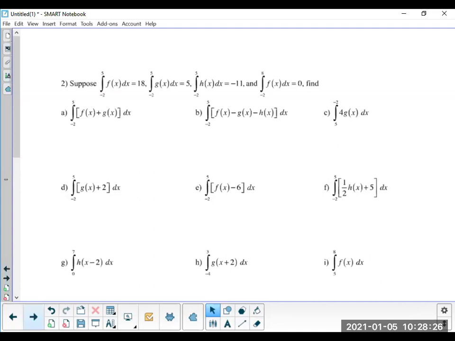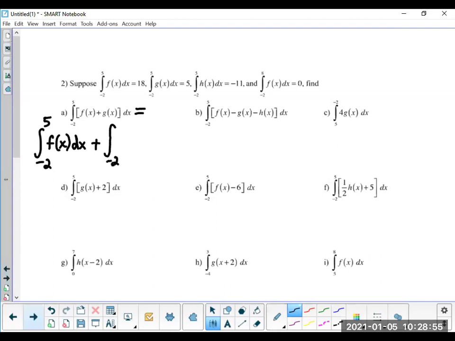So you don't have to do letter A this way. Letter A, by the way, is read as the definite integral from -2 to 5 of the sum of f of x plus g of x dx. But the way I was thinking about doing it is based on those properties that we've been studying, specifically the definite integral from -2 to 5 of f of x dx. I'm going to do that one, and then add that to the definite integral from -2 to 5 of g of x dx.